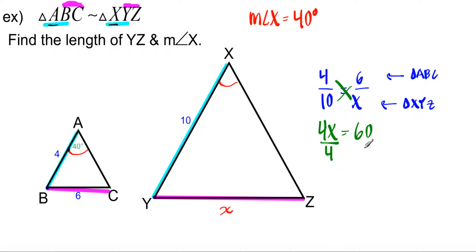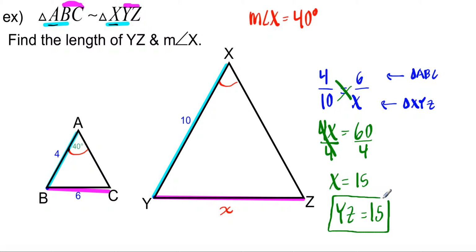10 times 6 is equal to 60. Divide by 4 on both sides. And 60 divided by 4 gives me 15. So we can say that side YZ, since we just labeled it lowercase x for ease of solving, YZ is equal to 15. And we already gave angle X is 40 degrees because the angles are congruent.